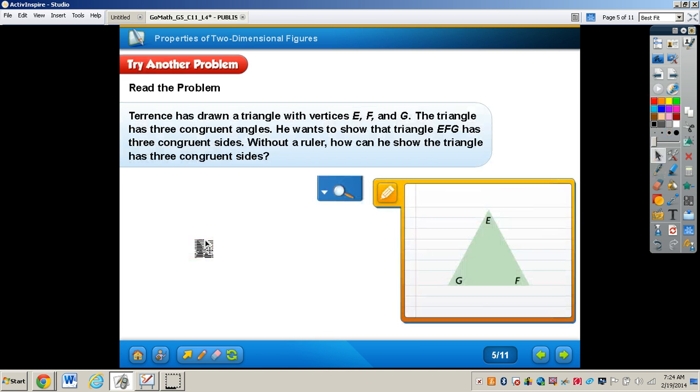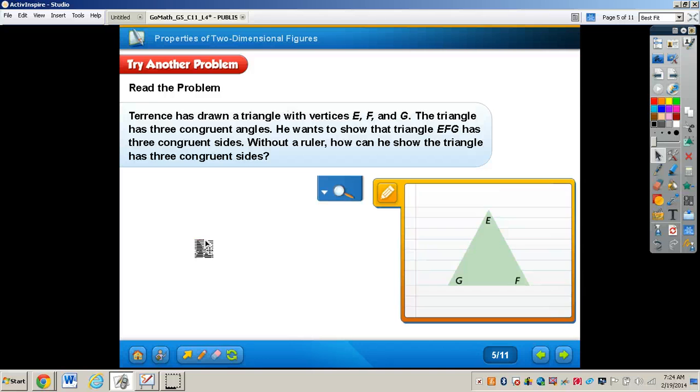Okay, so we're going to take a look at the problem on page 454. It says Terrence has drawn a triangle with vertices E, F, and G. The triangle has 3 congruent angles. He wants to show that triangle EFG has 3 congruent sides. Remember, this is something you do without a ruler.